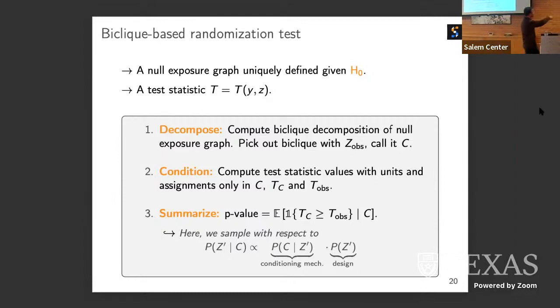Step 1 is going to be decompose my null exposure graph into a set of bicliques. Okay? So we're going to do a biclique decomposition of the null exposure graph. We're basically going to break it up into a bunch of bicliques. And then we're just going to find the biclique that contains my observed assignment. Okay, so if you guys remember, the assignments were on the right-hand side of that biclique. And then we're just going to run our test conditional on that biclique. And that's it. This is the biclique-based randomization test.